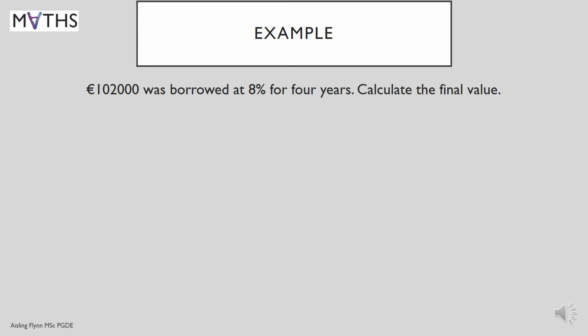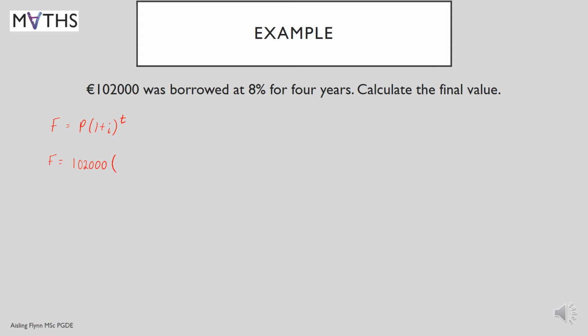Now some examples. €102,000 was borrowed at 8% for 4 years. Calculate the final value. So what I would do first would be to write down my formula for the examiner and start to gain attempt marks. The next step is to put in some numbers for the letters. So we're looking for the final value F. The present value, or what was borrowed right now, was 102,000.